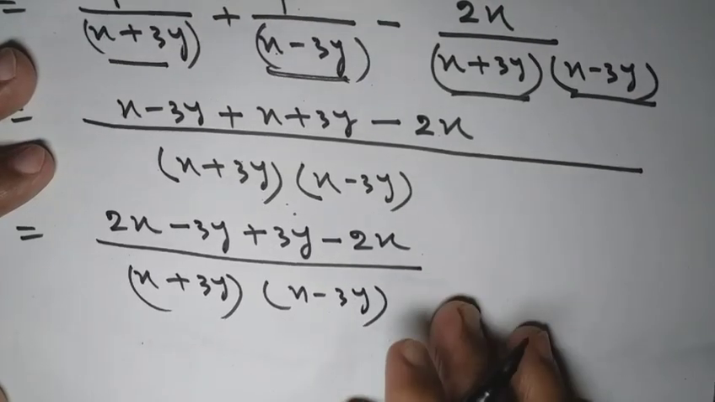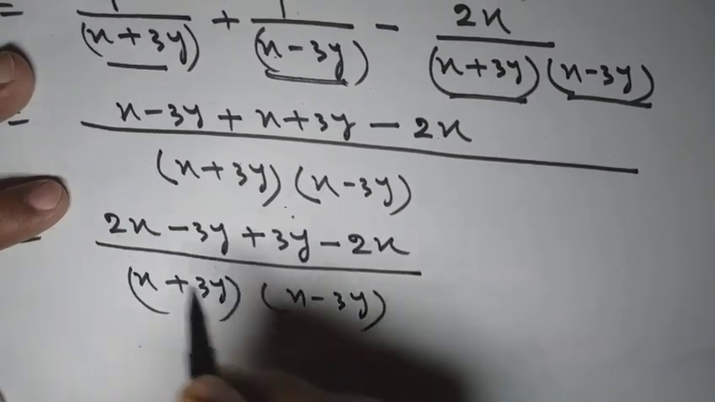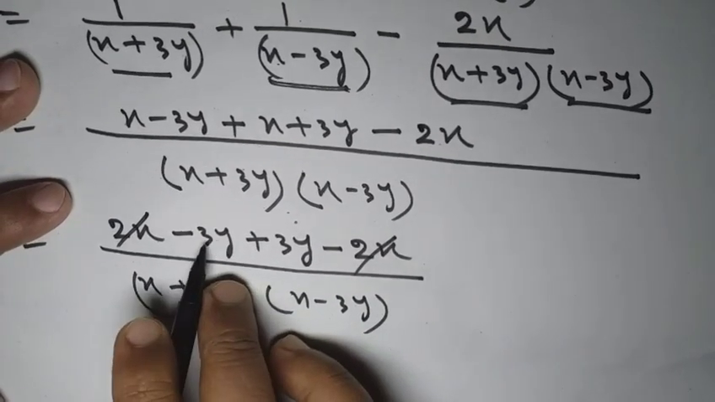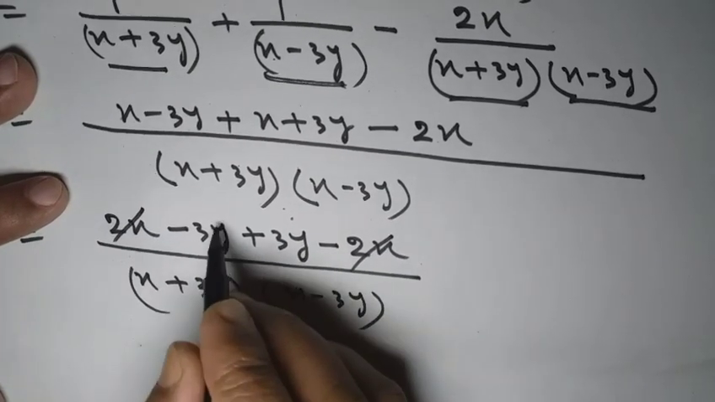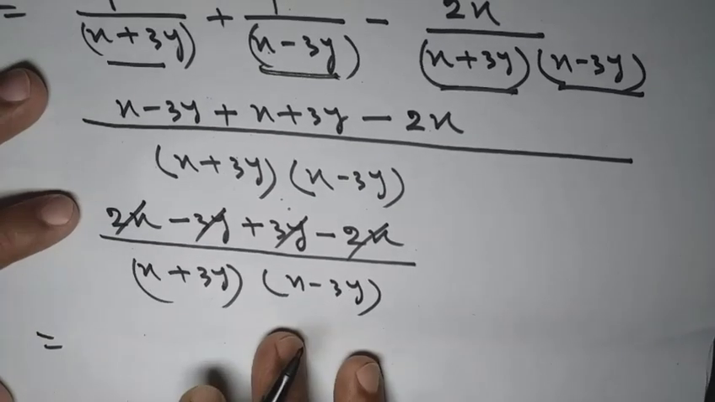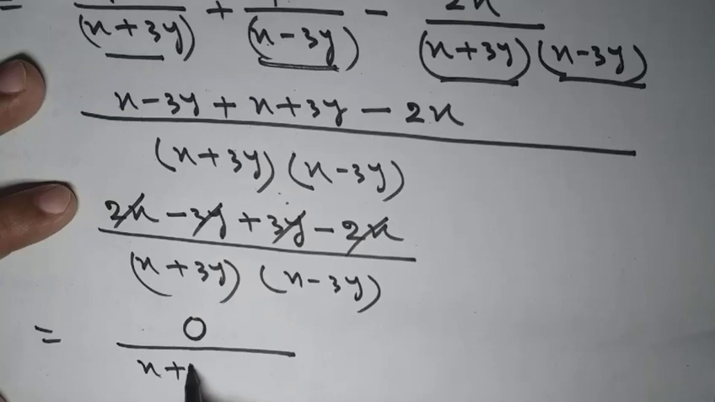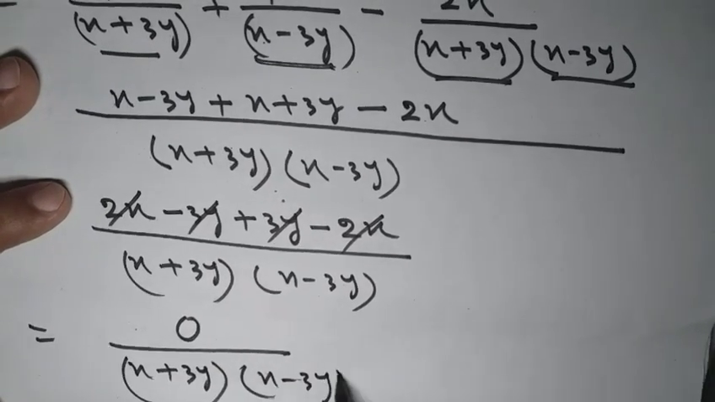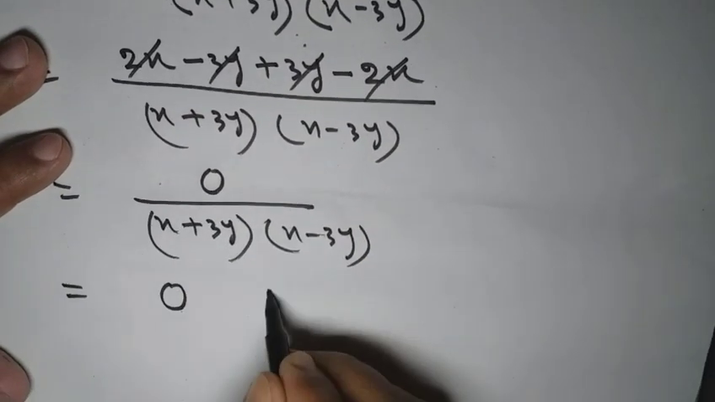Student, you can see that 2x is plus sign here and 2x is minus sign here, so we can cut this 2x, and here also 3y minus sign and 3y plus sign, so we can also cut it. So what remains here? 0. 0 by x plus 3y and x minus 3y, so answer will be 0.